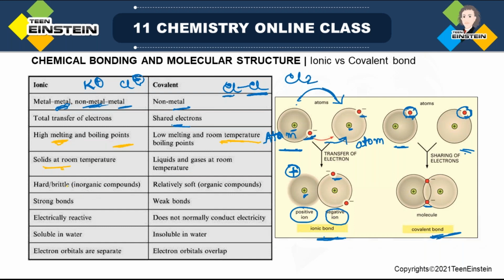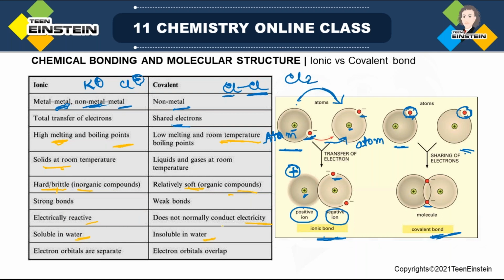Then ionic compounds, mostly inorganic compounds, are hard and brittle in nature, but covalent compounds are relatively soft, and you will mostly find covalent compounds in organic chemistry, not inorganic. Ionic: strong bond; covalent: weak bond. Ionic compounds are electrically reactive; covalent compounds don't normally conduct electricity because there is no charge present, no positive or negative charge.